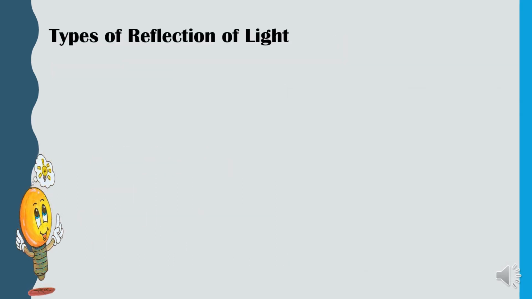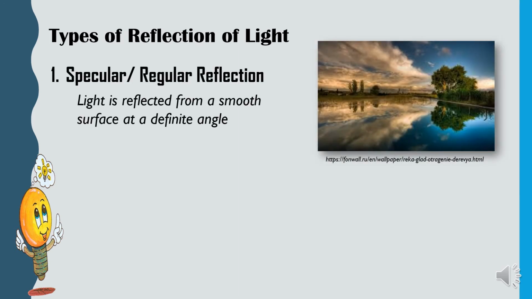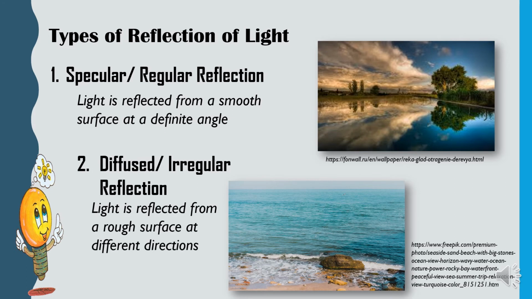There are two types of reflection. First is the specular reflection or the regular reflection. It is the type of reflection where light is reflected from a smooth surface at a definite angle. It causes image formation. The second type of reflection is the diffused or the irregular reflection. It is a type of reflection where light is reflected from a rough surface in different directions.